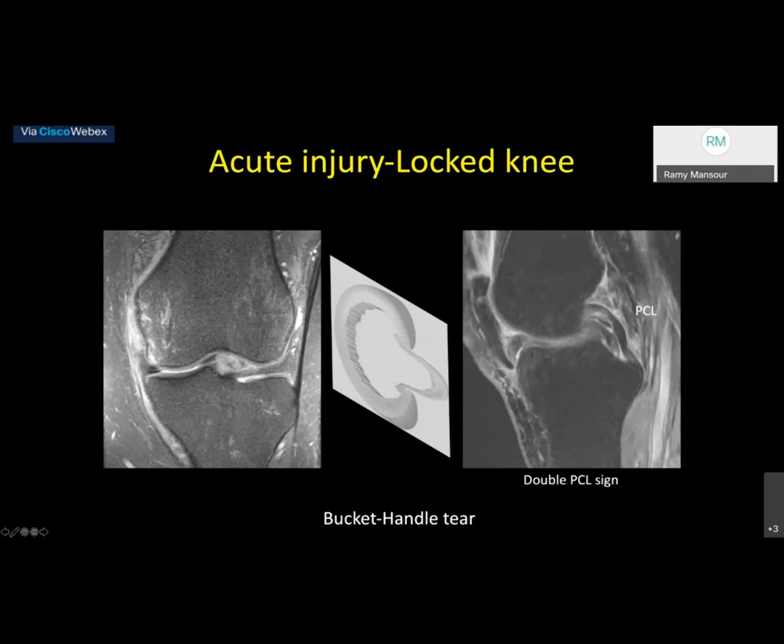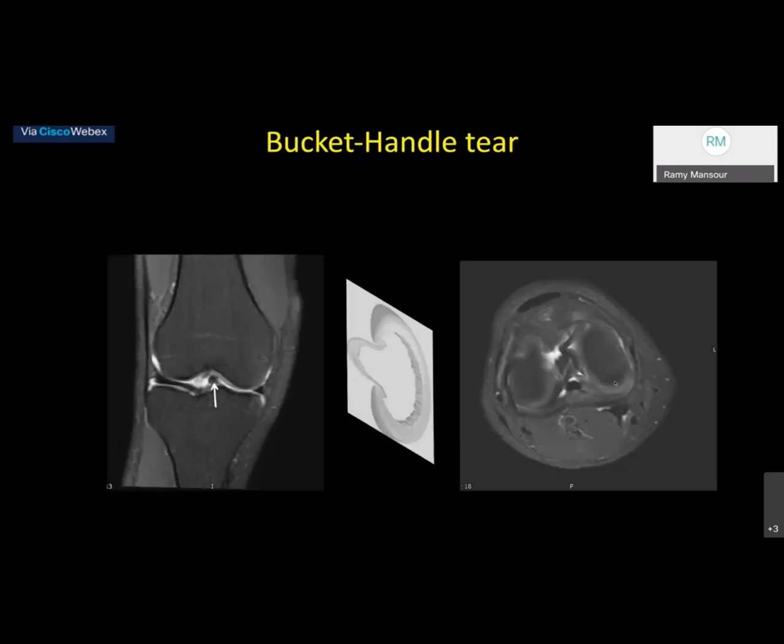The bucket handle tear is commonly seen in the medial side rather than the lateral, because there is more space in the medial side for the fragment to be displaced. In the sagittal, the fragment is displaced in the intercondylar notch, and you have the most popular sign, what we call the double PCL sign, where you can see the PCL, and in front of the PCL you can see the displaced meniscal fragment. This is something we can see, as I mentioned, in the medial menisci.